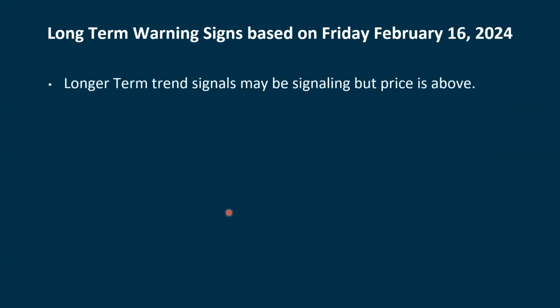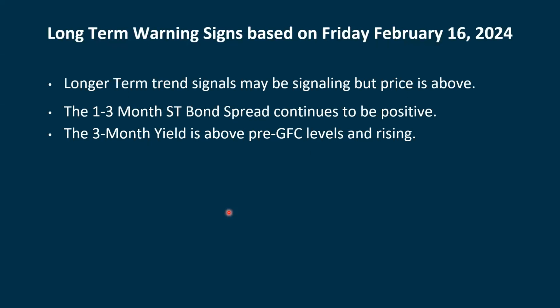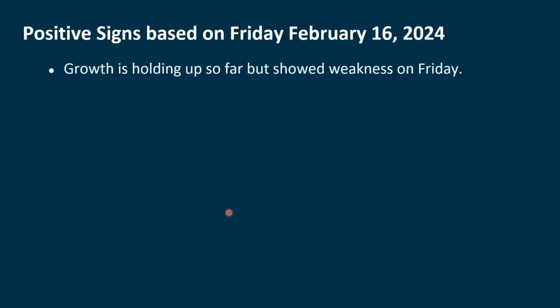Long-term signs, we're still above those longer-term weekly charts there, and as long as we stay above that, that is still positive for now. If we drop below them, that's when we're going to be a little bit more concerned. The 1 to 3 month short-term bond spread continues to be positive. We're still above where we were back in 2007, and we're starting to go back up again with the 3-month yield. And then earnings season can be either positive or negative, depending on what you're looking at, what stock is reporting.